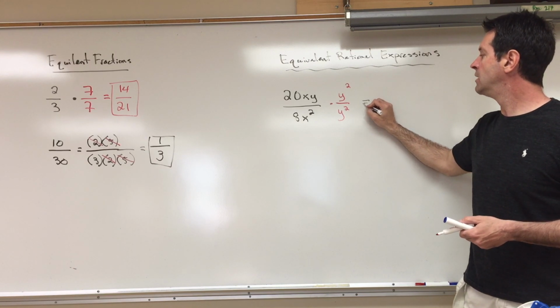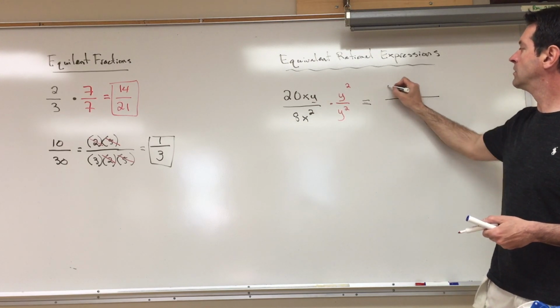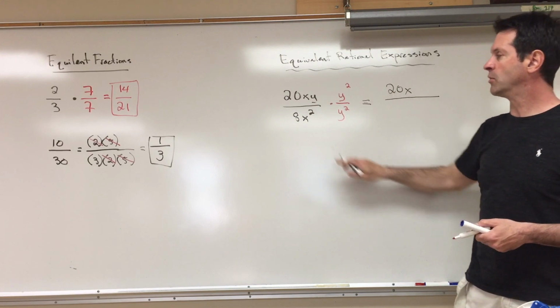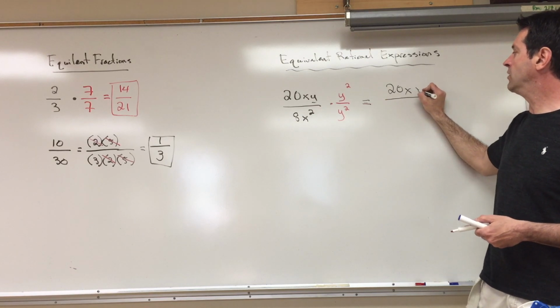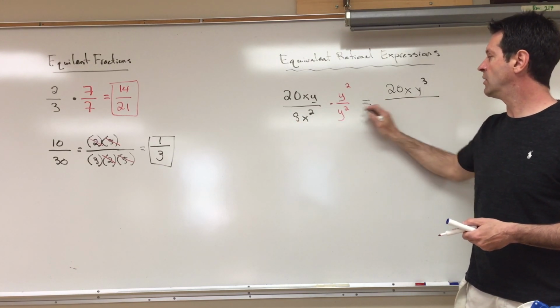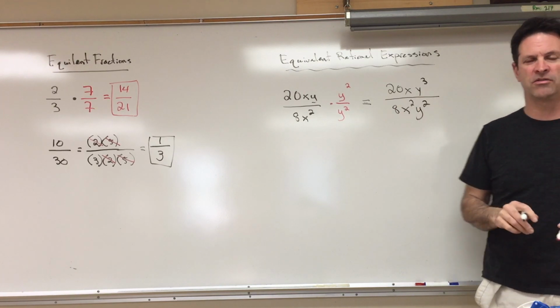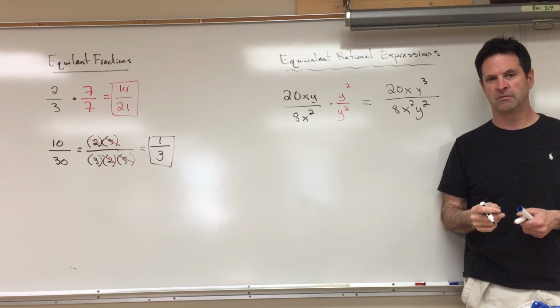Top times top, 20xy times y squared. If you recall our exponent laws, y times y squared is y cubed. And bottom times bottom, 8 times x squared times y squared. There we go. We've got ourselves an equivalent rational expression.